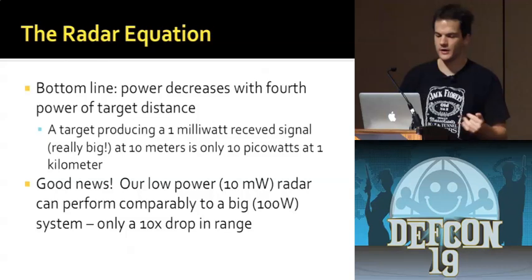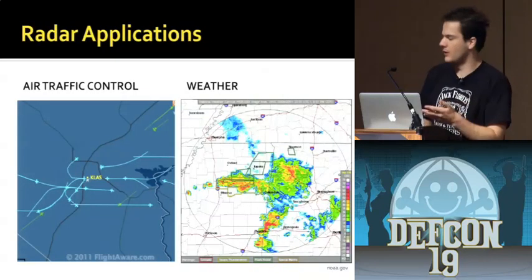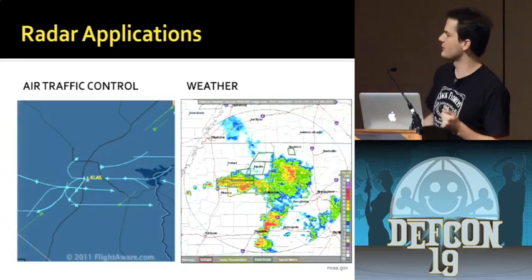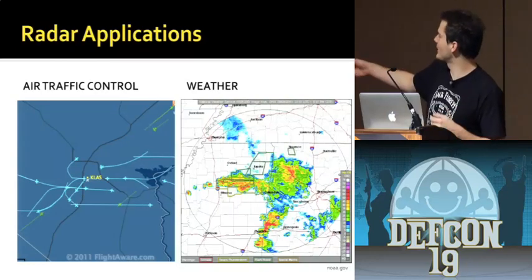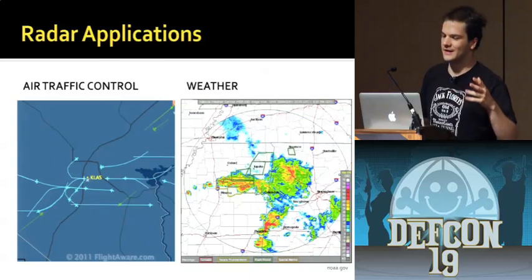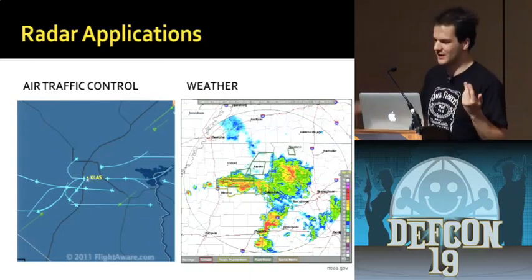So where's radar used in general? It's pretty much used for anything. I'll go over a couple applications. Air traffic control is a really big one. They use it for en route tracking. This is actually a picture from a website you can go to to track flights live. It's kind of neat. This is Las Vegas a couple days ago.